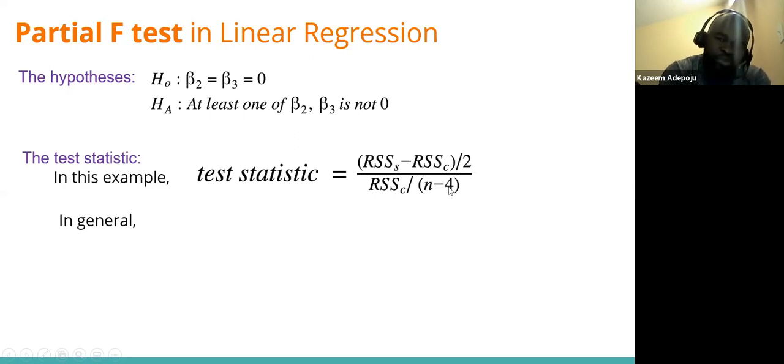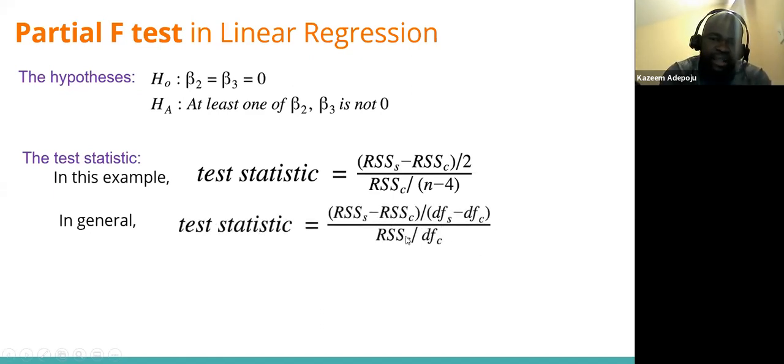So just know that what I'm going to plug in here is the number of parameters in the complicated models. The number of parameters in the complicated models. Then 2 here is the number of parameters under the hypothesis. This is 1, 2. So, like I said, this is the residual sum of squares for the simple model. This is the residual sum of squares for the complicated model. So, like I said, in general, this is the formula in general.